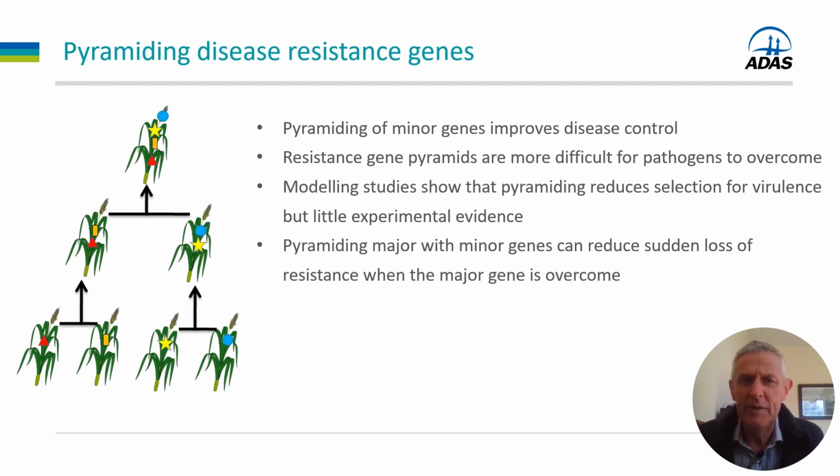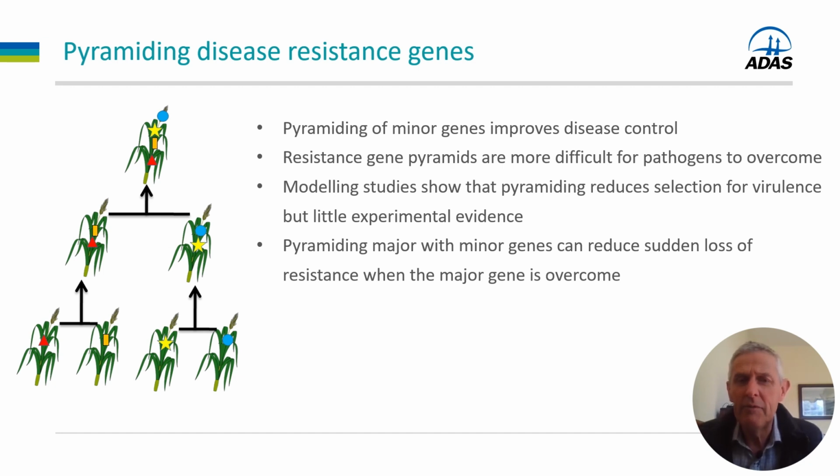So the consequences of doing this are several. The first is that if we accumulate together or pyramid a whole bunch of minor genes of small effect, then we improve the disease control, and we see this particularly in the improvements that have been made in controlling Septoria tritici through plant breeding.